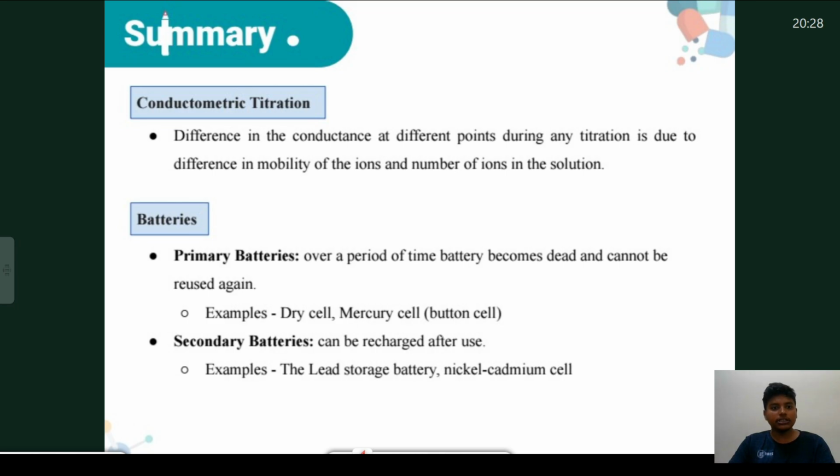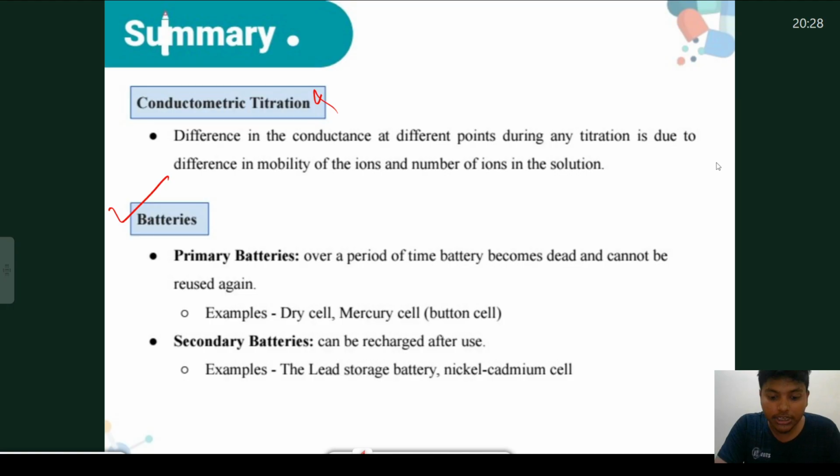So what did we learn? Conductometric titration is not there for you; batteries we learned. For both, titration is not there. Clear? About batteries we learned, and about all the lambda m values we learned. So complete electrochemistry is completed.